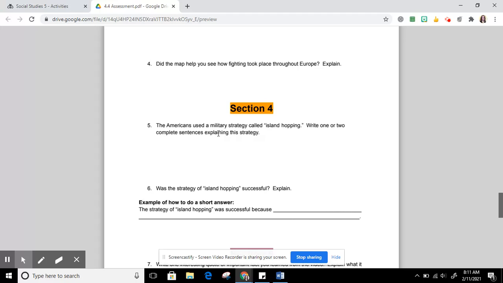So you're going to answer this in complete sentences. The Americans used a military strategy called island hopping. Write 1 or 2 complete sentences explaining the strategy. So you're going to explain what island hopping was in complete sentences.